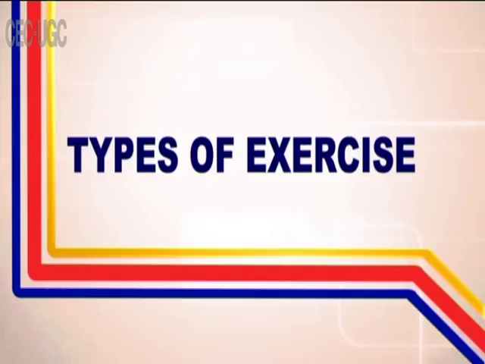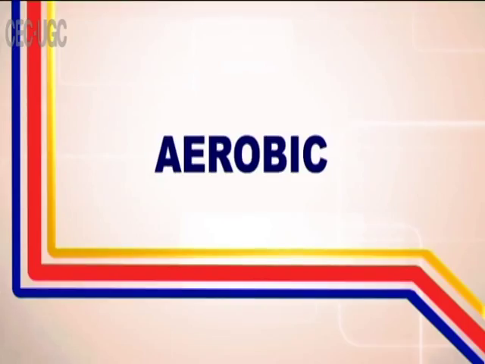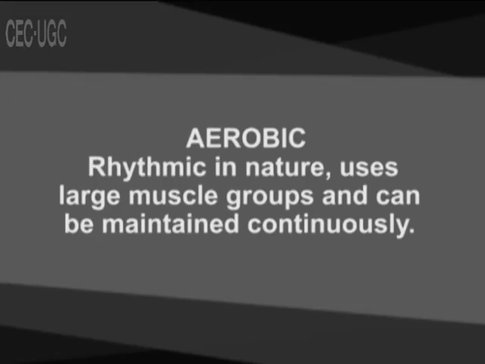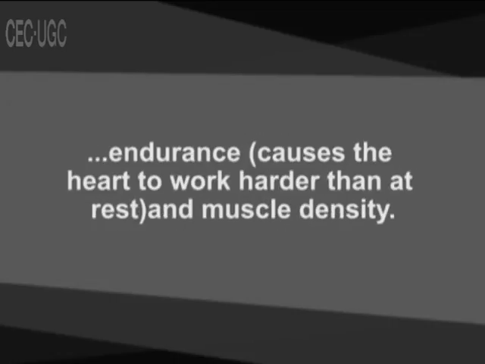Types of exercise. Flexibility. These are exercises performed to improve the range of motion of muscles and joints. Aerobic. Rhythmic in nature, use large muscle groups and can be maintained continuously. Here, the working muscle draws oxygen in the blood as well as fat and glucose to increase cardiovascular endurance, that causes the heart to work harder than at rest, and muscle density.